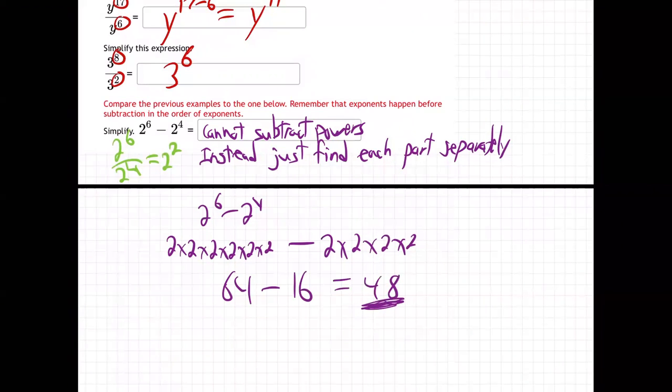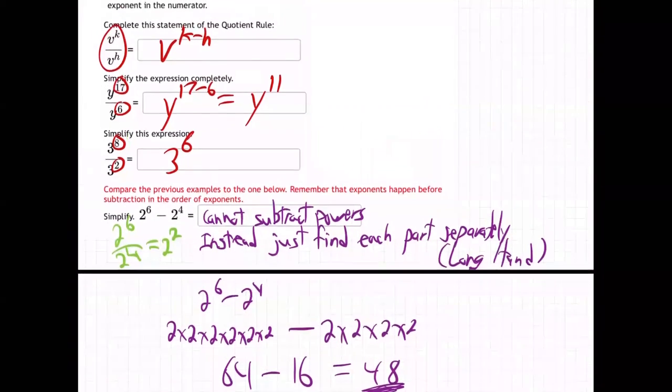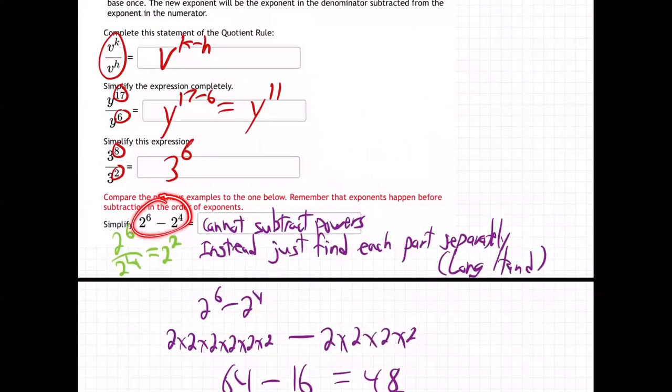It's 48. So the point of that example is that you cannot use any shortcut rules. You just have to do it longhand. There's no shortcut rules that'll work. You just have to find 2 to the 6th and find 2 to the 4th by multiplying and then just subtract them. They're just making sure you see the difference, that you can't subtract powers here because they're not divided. It's only when you have 2 of them divided that you can subtract powers. And so there we go.